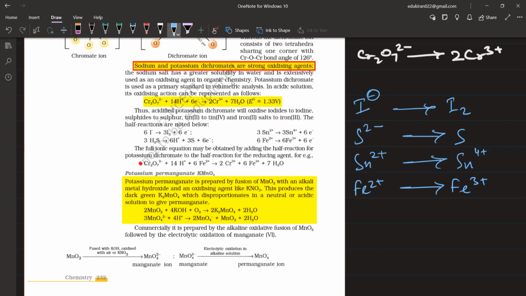Now you tell me, should I show this reaction in detail, this reaction, the third reaction or the fourth reaction? Tell me guys. फोर्थ नहीं है, फोर्थ तो ऑलरेडी दिया हुआ है, तो उसको एक्सप्लेन करने की जरूरत नहीं है. किसी इन तीनों में से बताइए किसको हम एक्सप्लेन करें, जल्दी बताइएगा. Which one should I explain? Tell me guys. Iodide, sulfide, yes, Sn2 plus.